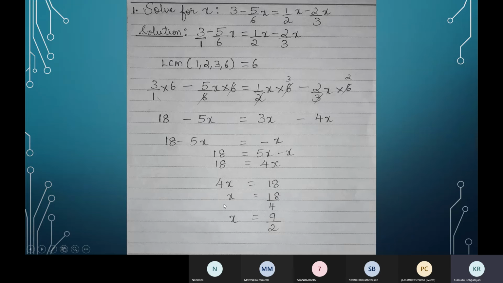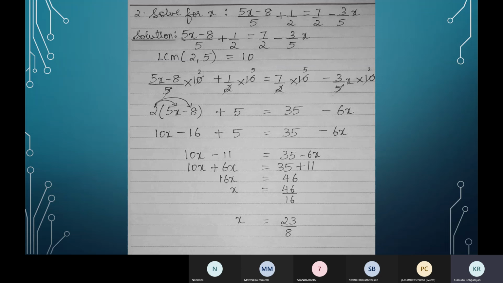On dividing both the sides by 4, we get x is equal to 18 by 4, or x is equal to 9 by 2. 18 by 4 is 9 by 2 when you simplify further with 2. 2 9s are 18, 2 2s are 4. Yes, children, I'm moving on to the second one.